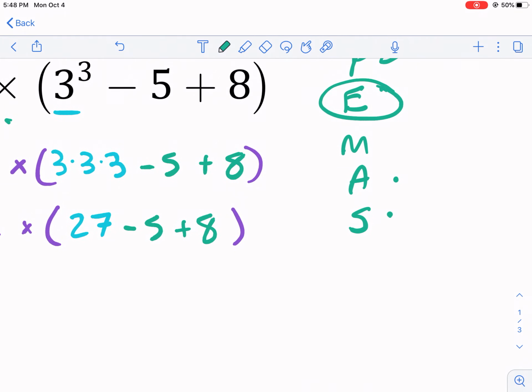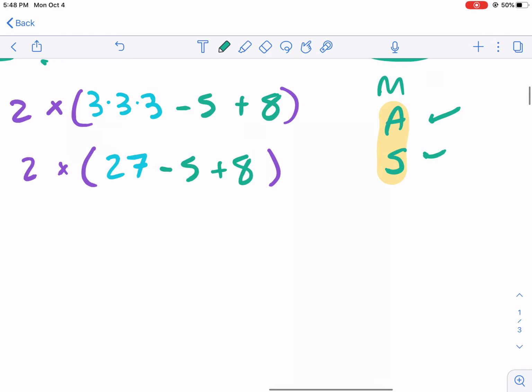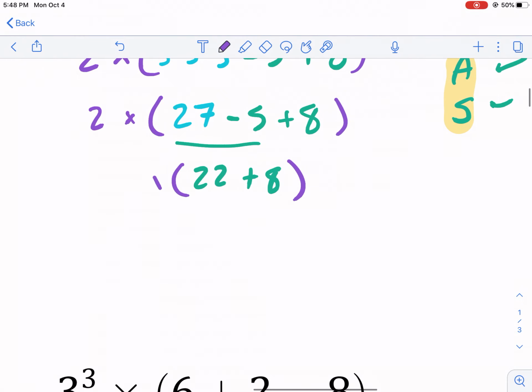You don't have to do addition before subtraction. They go together. So I'm just going to do left to right. So the first thing I'm going to do is 27 minus 5. Okay, and that gives me 22. And then I have plus 8, and it's still inside the parentheses. I didn't finish with all my operations inside the parentheses.